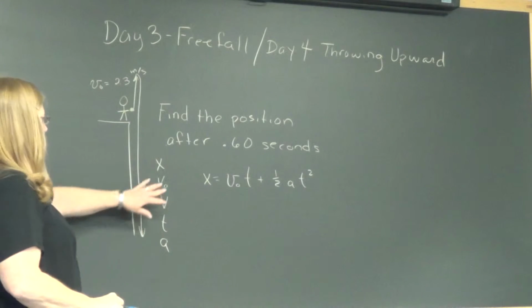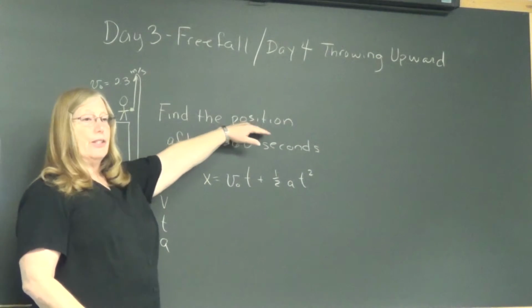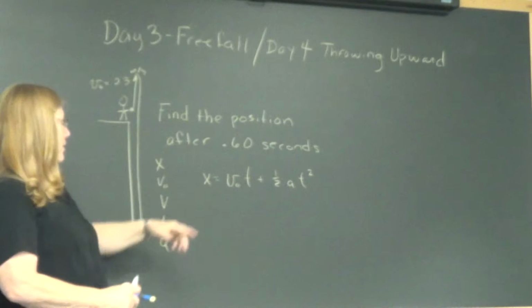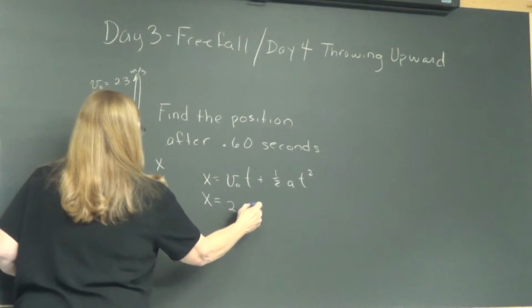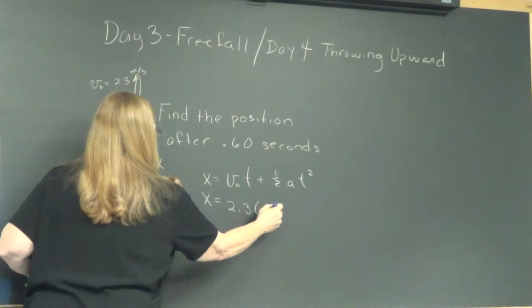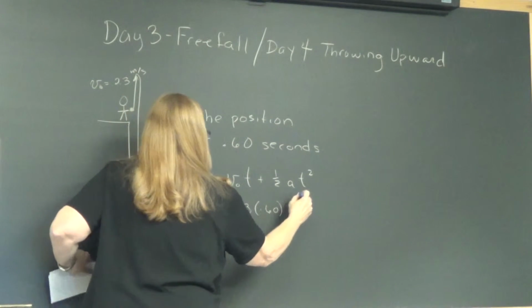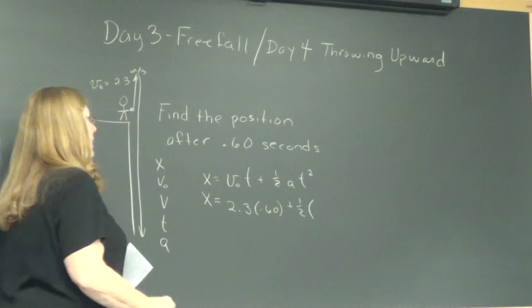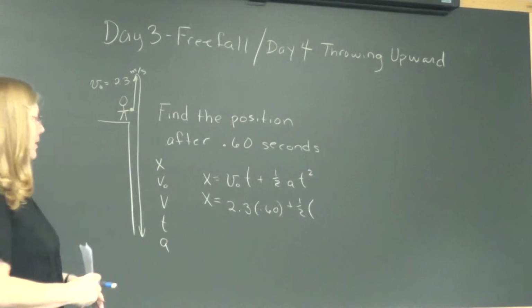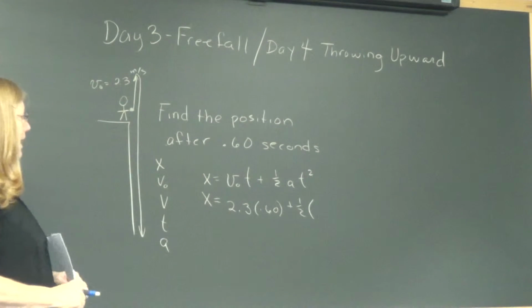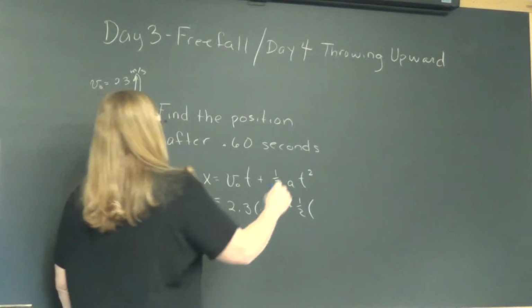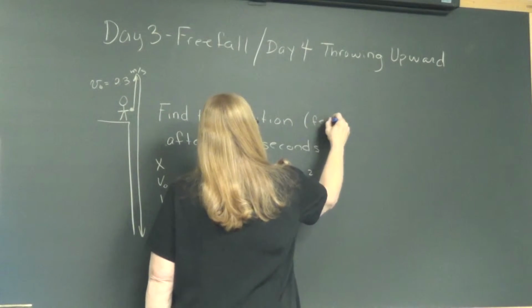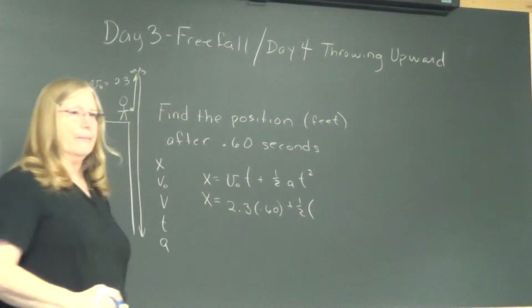So x is what we're looking for, find position. So that is our x, so we do have to have that in the equation. v sub o is given, time is given, half, acceleration, because this is a free fall problem. We know it's the acceleration due to gravity. Let's do this one in feet just for fun. It doesn't say whether to do it in feet or not. So let's say find the position in feet, just because we don't use that number very often.